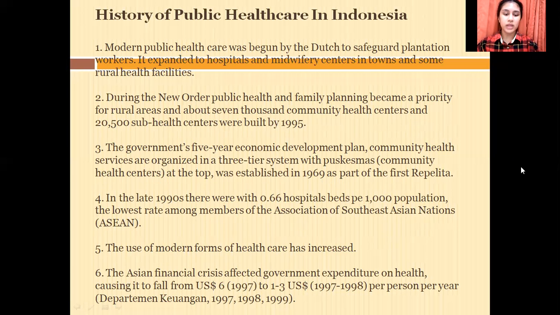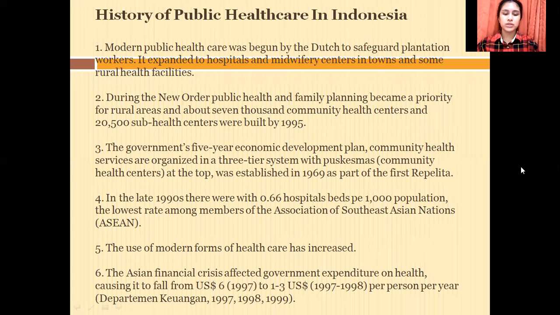But this public health system collapsed after the Japanese invasion in 1942. During World War II, the mortality rate rose dramatically and the general health situation of the country deteriorated.